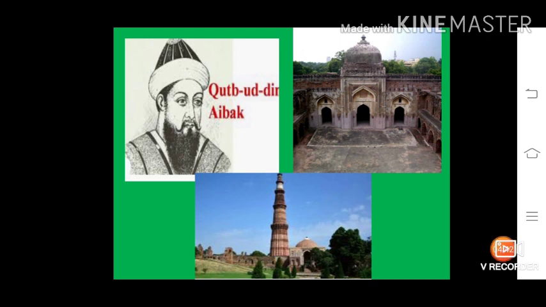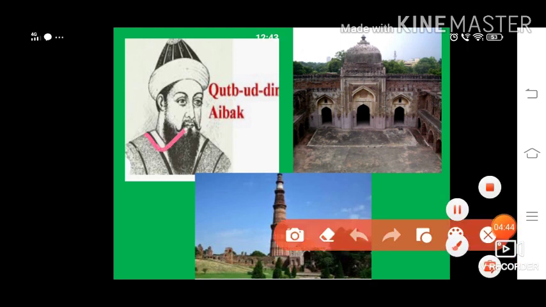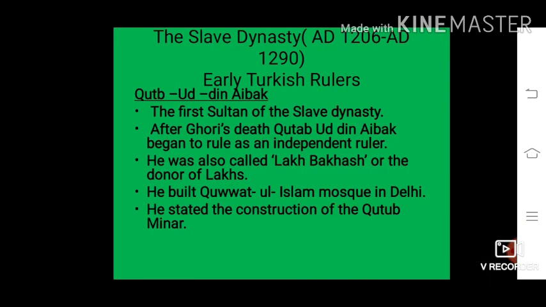See the image of Qutbuddin Aibak. He is Qutbuddin Aibak. This is the mosque he built, and this is Qutub Minar. First dynasty, the slave dynasty. We call this Turkish rulers also. Sometimes it is also considered the Mamluk dynasty, meaning slave, gulam.